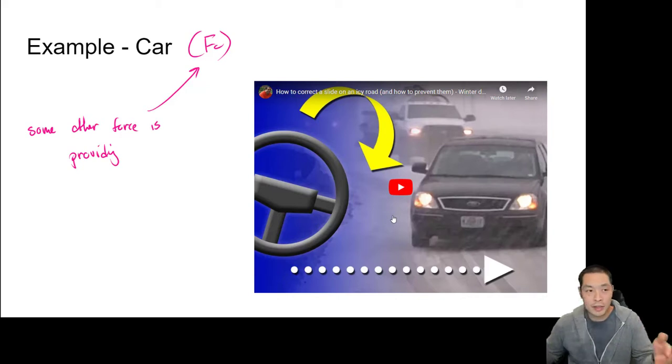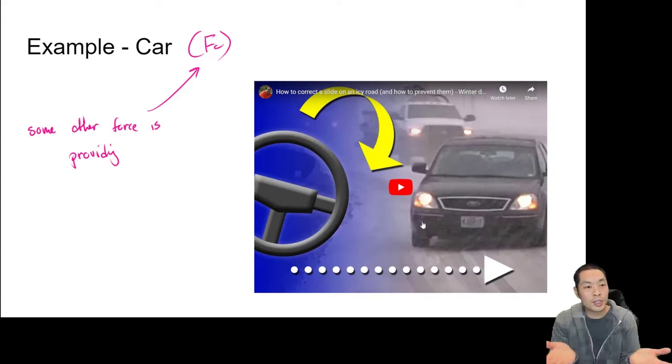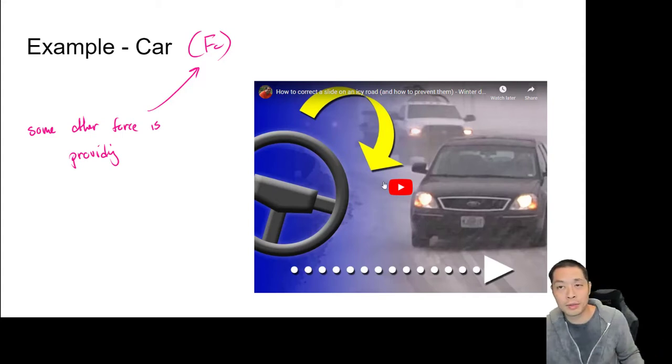If you look at it, this is when you're on ice and they turn the wheel and nothing happens. Well, it's because there's no friction. So there's no way the car could be pushed towards one direction or the other of the circle.